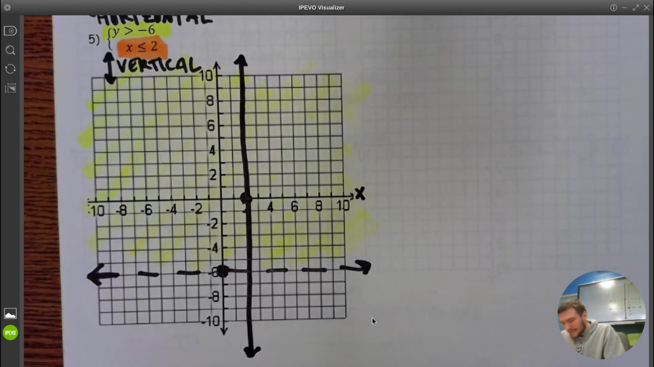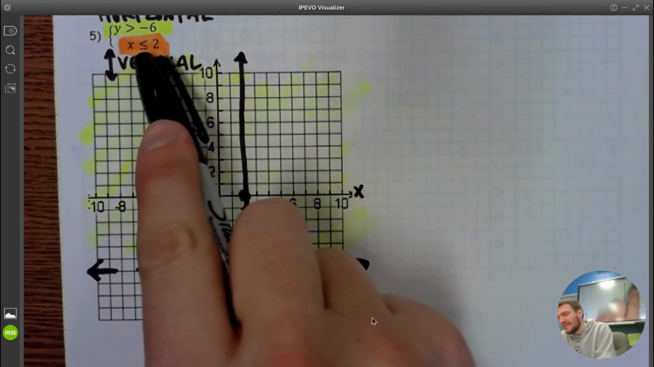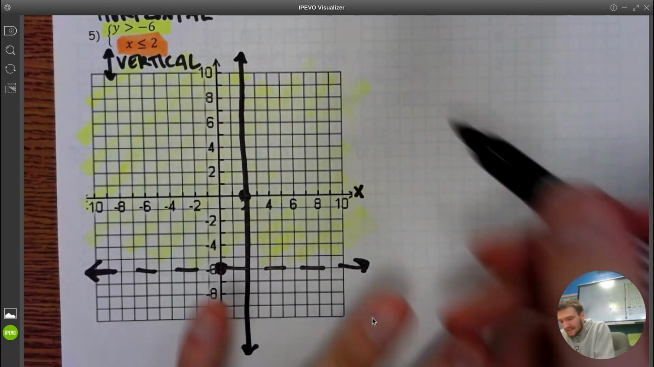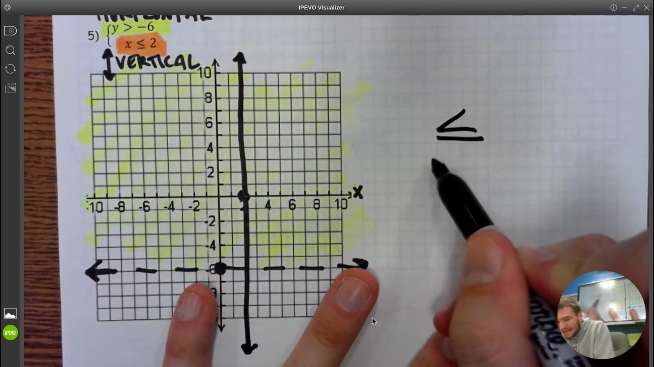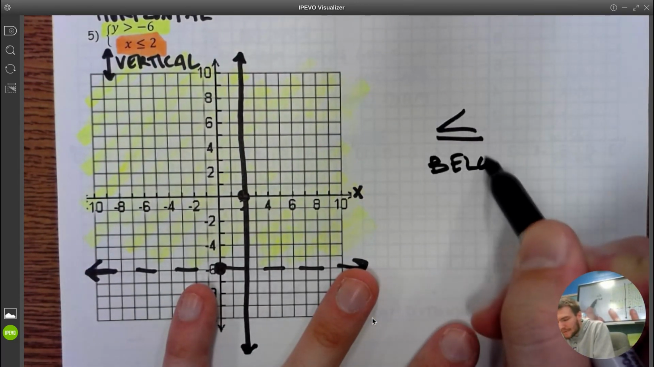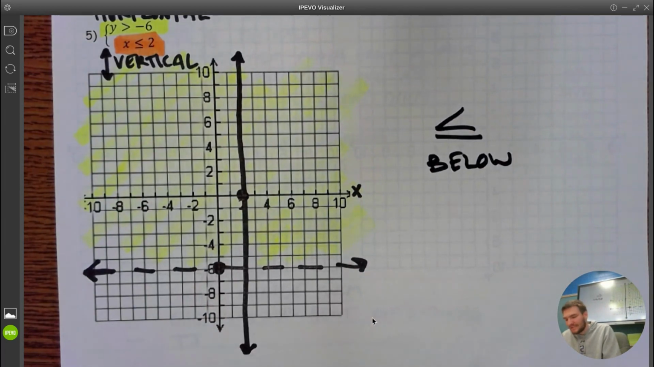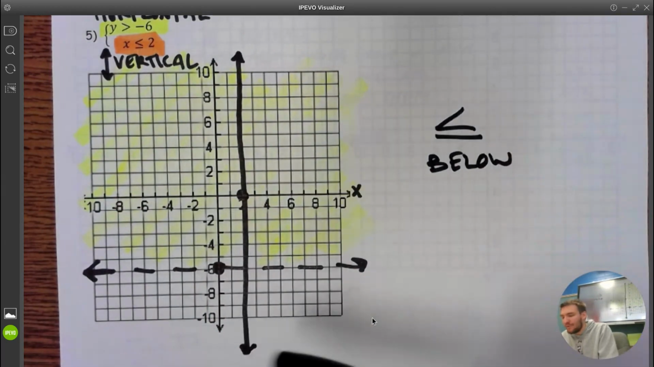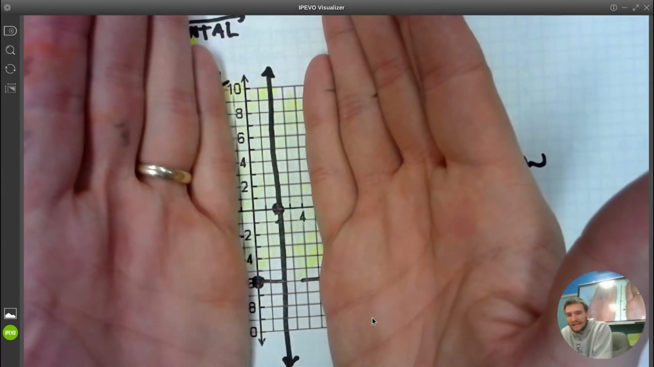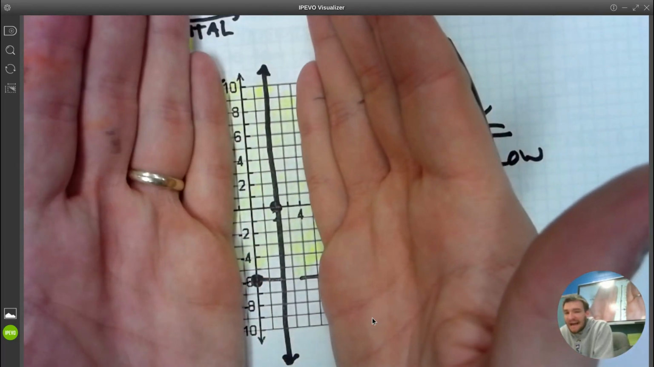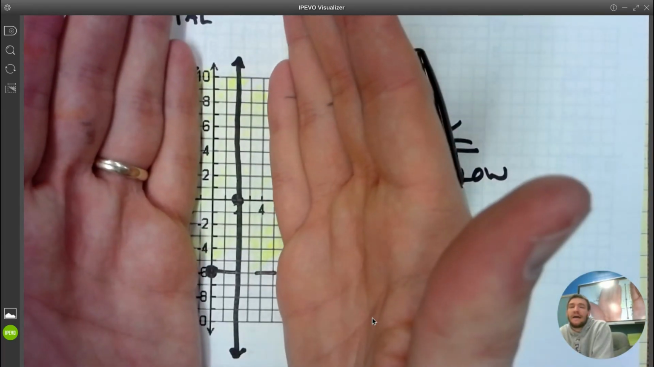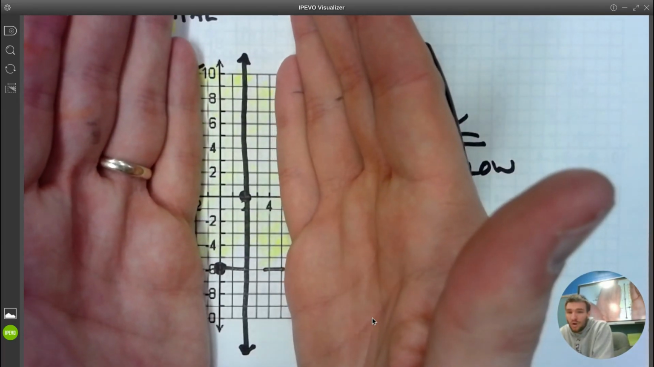And now it's time to do our last shading. And this is normally the hardest kind of shading. I know that this is a less than. And I know that less than means below. But how am I supposed to shade below the roof when my line is going straight up and down? In fact, it doesn't look like a roof at all. It looks like a wall.